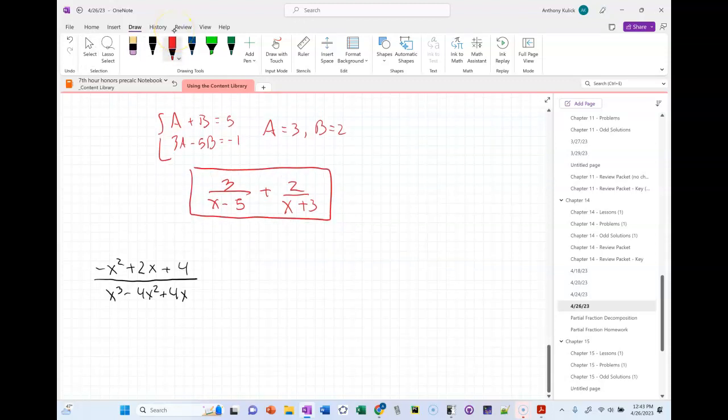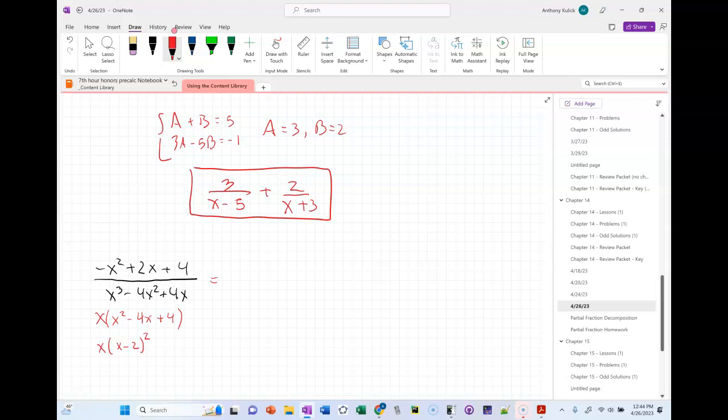All right, so here we have negative x squared plus 2x plus 4 over x cubed minus 4x squared plus 4x. First step would be to factor the denominator. Okay, we take out the greatest common factor of x. And how does x squared minus 4x plus 4 factor? Right, but I'm going to write it as x minus 2 squared. Really important that you write it that way rather than 2 x minus 2's separately.